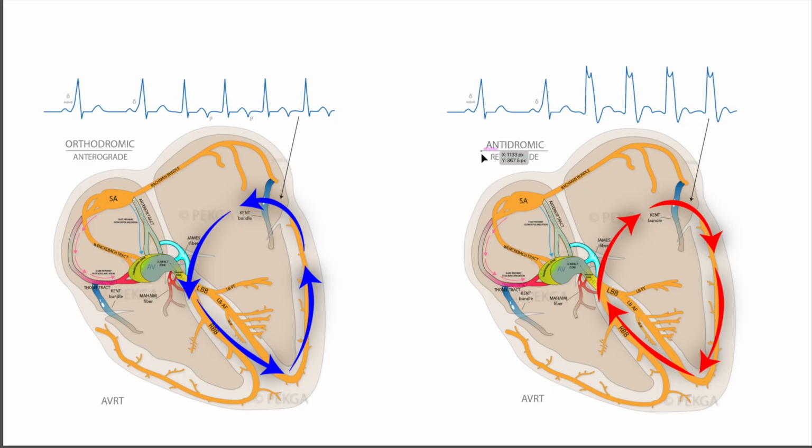When it comes to the retrograde fashion, here we're talking about a signal that's using accessory pathways. It's depolarizing the ventricles and climbing back up the bundle branches through the bundle of His and entering the atrium that way. You're going to have a wide complex tachycardia.